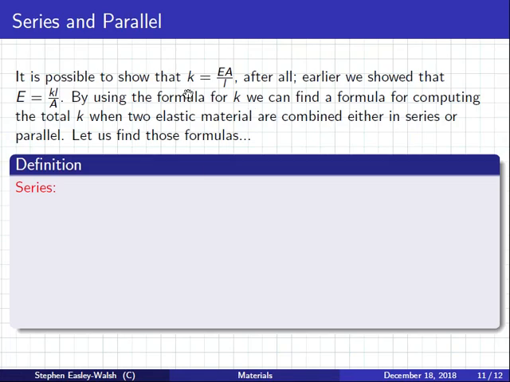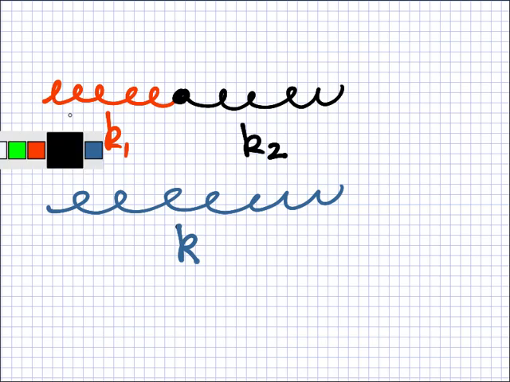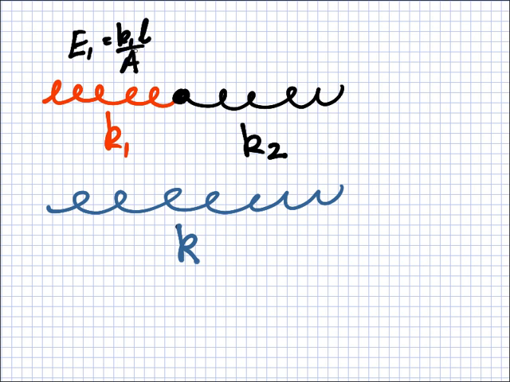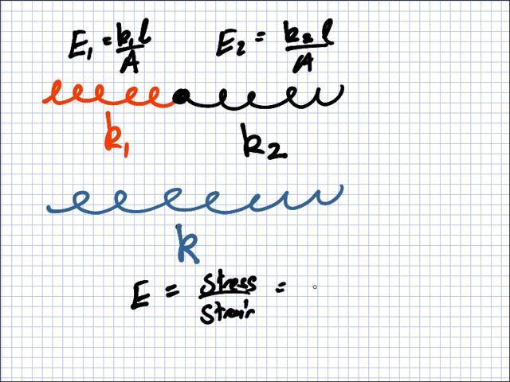So what I'm saying here is we can say E1 would be K1 L over A. Oh, and I should say for both springs they're the same size, so the L and the A is the same for both. It's only the K that's different. E2 would be K2 L over A. What would be the E here? Well, the formula for E is stress over strain. And stress is force over area, and strain is X over L.